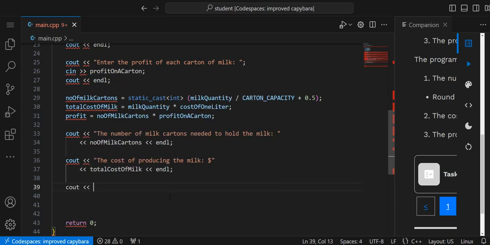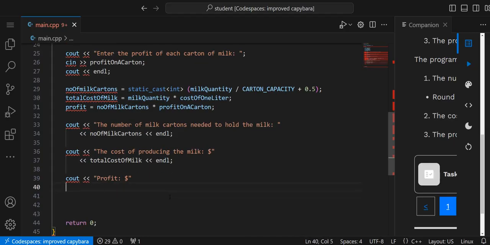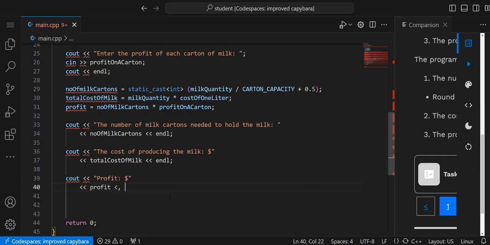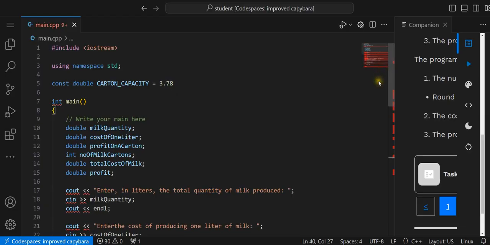So out. Got profit. Profit is in dollars. Profit. Line. Semicolon. We got a lot to get. Alright, it looks like it should be right, but it's not. Let's see where we messed up. Go all the way to the top here.